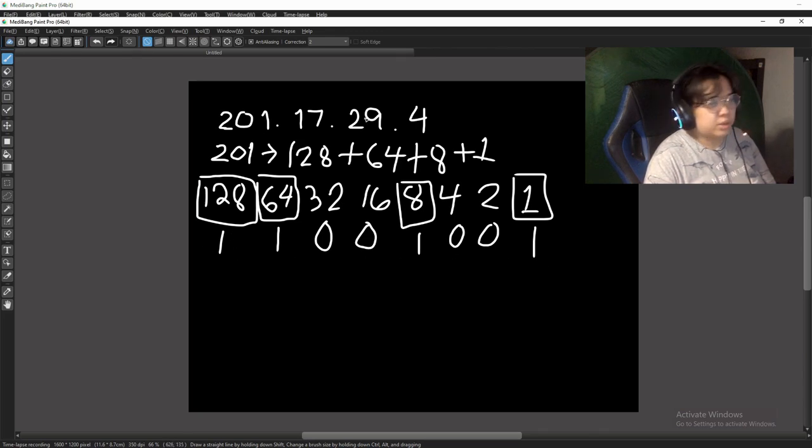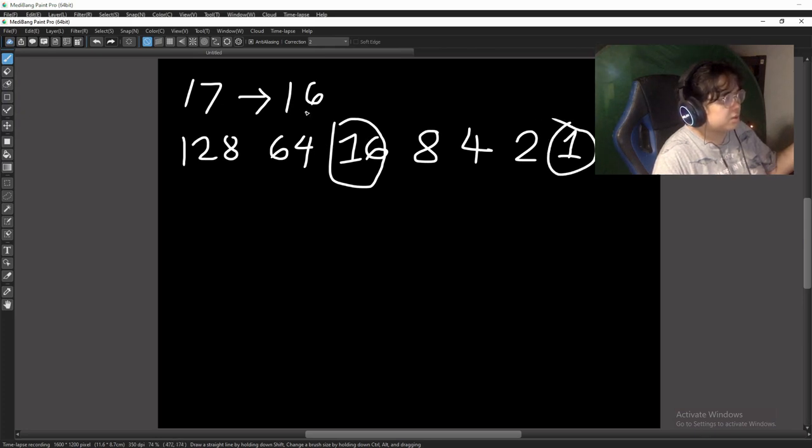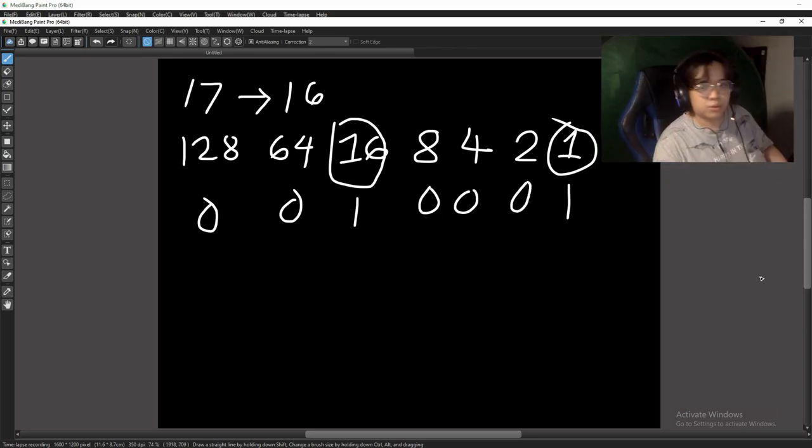We're going to go ahead and do that to the rest of the numbers here. So for 17, we have this set of numbers. So first we can subtract 16, so we're going to circle this 16. 17 minus 16 is 1. So 1, we can subtract 1 from 1. 1 minus 1 is 0. So we can now convert it: 0, 0, 1, 0, 0, 0, and 1. Also, since we're going by 8 bits, we're going to add another 0 here. So we'll have 8 bits in total.